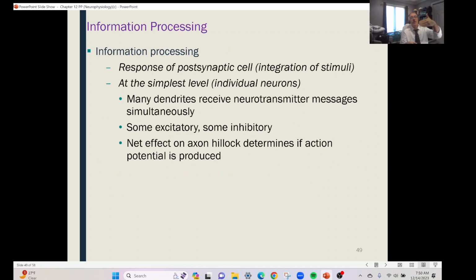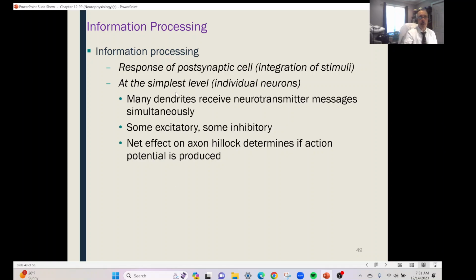Okay, so that's the sequence of events at the synapse. The last part of this lesson and the last part of neurophysiology is information processing, right? This is the response of the postsynaptic cell. It's not usually just being synapsed upon by one other neuron. It could have many neurons synapsing on it. Some neurons may be sending down excitatory signals, other neurons may be sending down inhibitory signals. So now this postsynaptic cell has to process all that information and see if it's going to fire or be inhibited. That's what we're talking about.